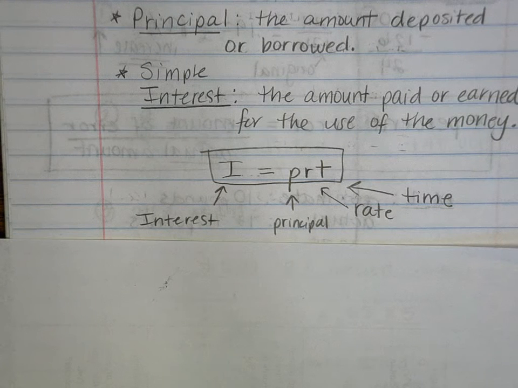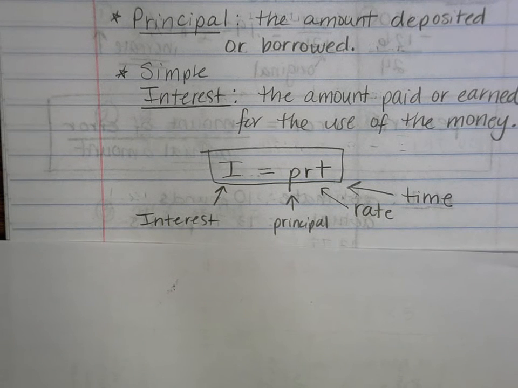So again, the principal is like your original amount that you put in or borrow. The rate is a percentage. We're going to change those to decimals. And time is how many years or months. If you're given months, you have to change it to years, though.